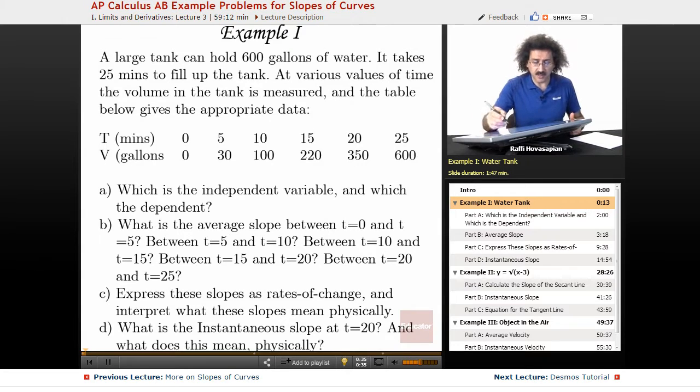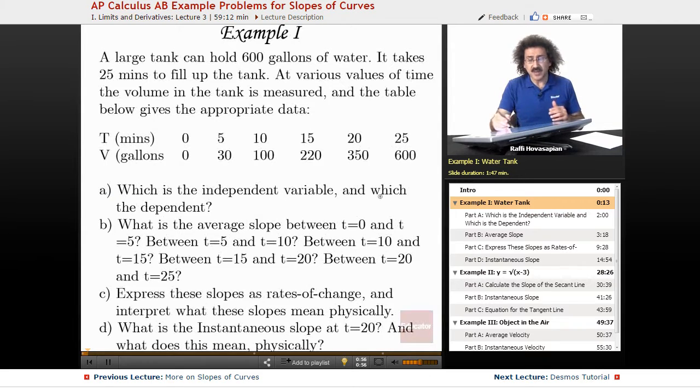So I think I'm going to work in purple. Here we have the time in minutes and volume in gallons. At the beginning, there's nothing in the tank. 5 minutes later, there's 30 gallons. 10 minutes later, 100. At 15 minutes, there's 220. At 20 it's 350. At 25, that's 600. So this is a tabular representation of a particular function.